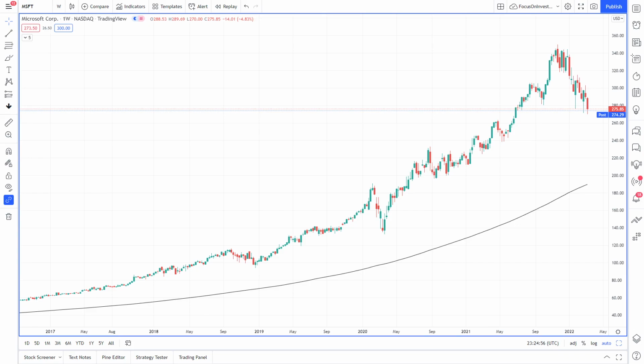This is the weekly chart of Microsoft, ticker symbol MSFT. The black line on the chart is the 200 simple moving average. Price is currently trading above the 200 simple moving average, giving price a bullish bias. This is quite a strong bullish bias, as there is quite a gap between price and this 200 simple moving average.